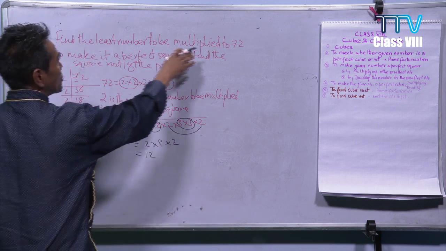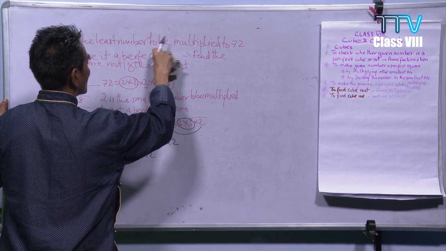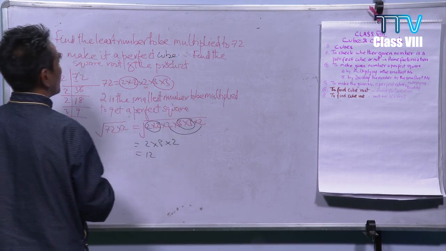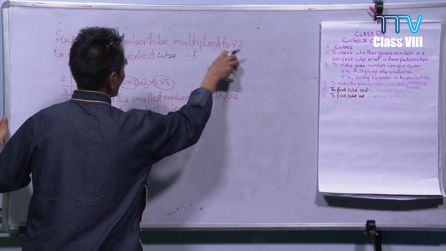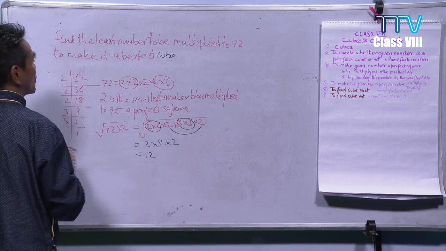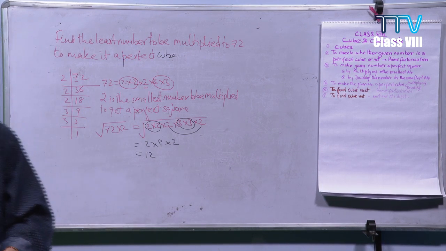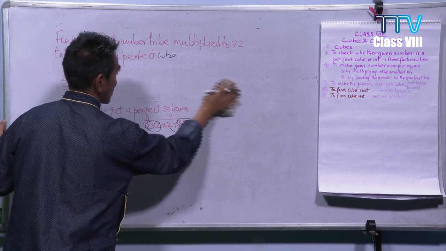Find the least number to be multiplied to 72 to make it a perfect cube. Find the cube root, or use division, to make it a perfect cube. Okay, that method you can tell is correct.